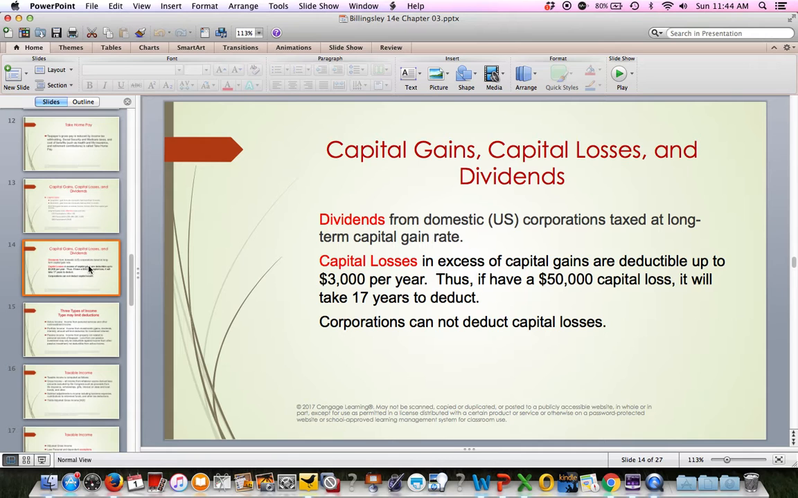Capital losses can be used to offset capital gains. They're deductible to $3,000 per year, and thus if you have a $50,000 capital loss, it might take 17 years to deduct. That's okay. Corporations cannot deduct those. This is a personal finance class, but as individuals, if we have a capital loss, we can take $3,000 of that loss per year for as long as it takes to get that loss off the books.